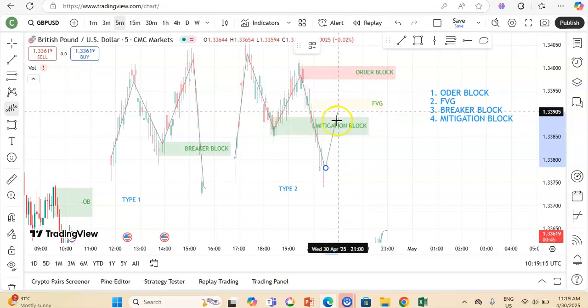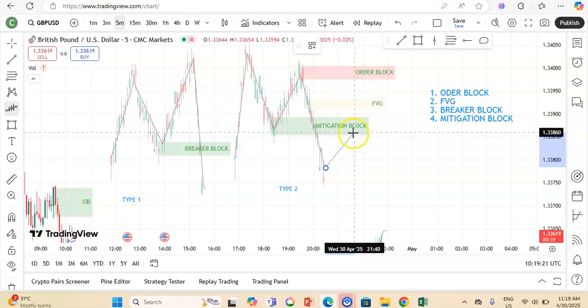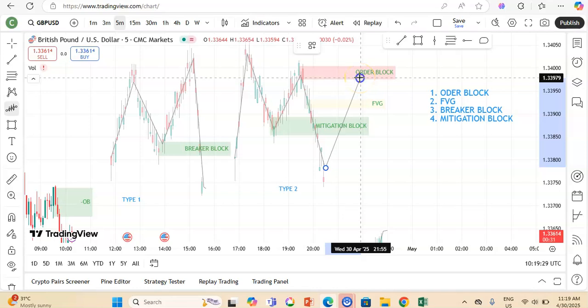So in the next video, I'll be teaching you what you have to do to know which one the market will use. Is it going to use the mitigation block, or is it going to use the fair value gap, or is it going to use the other block?